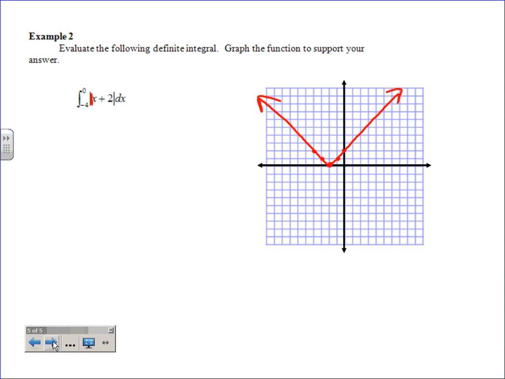I'm being asked to go from -4 to 0. So here's -4, so there's 0, correct? I'm just showing you the graph because there's something I have to show you on this one. We have to do this somewhat differently. So we're basically looking for that area there and that there.